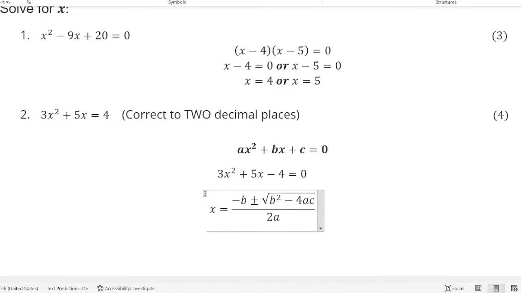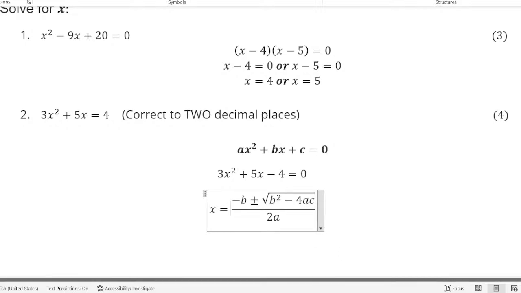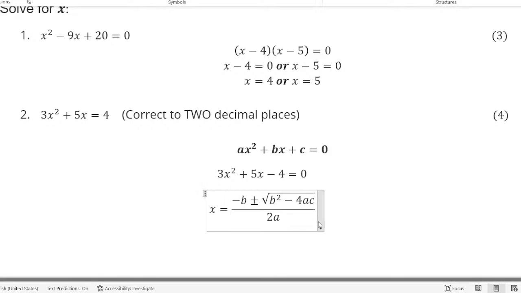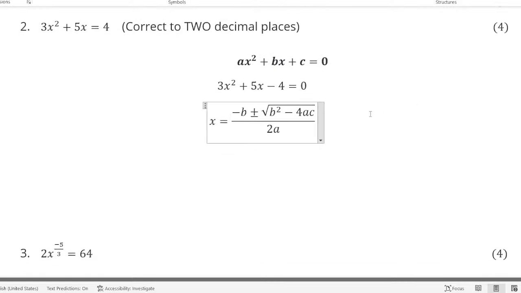minus b plus or minus the square root of b squared minus 4ac, divided by 2a. So this is a quadratic equation. Perfect. Then now we have to substitute the values of a, b, and c.